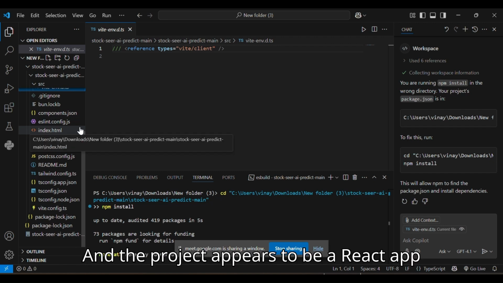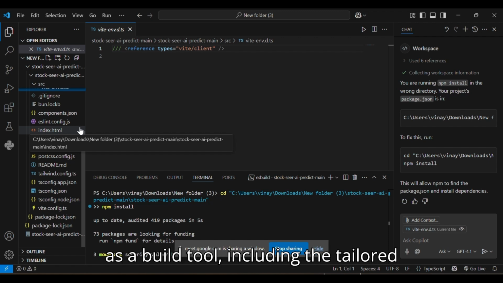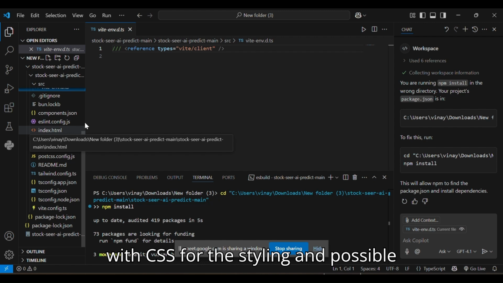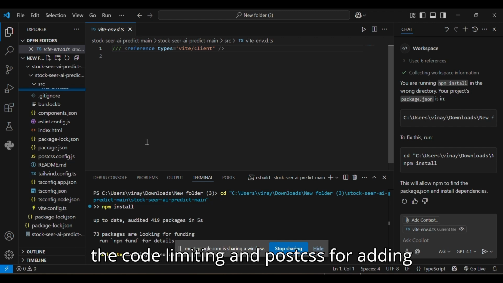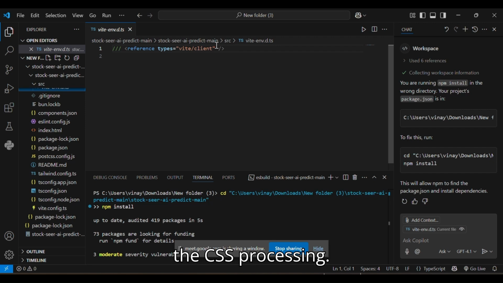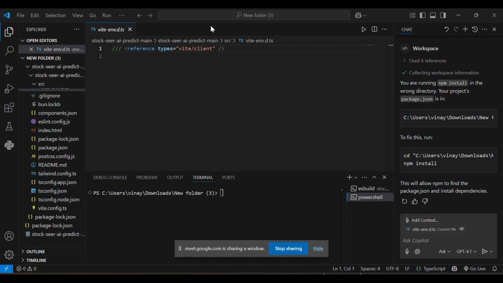And the project appears to be a React app built with TypeScript and uses Vite as a build tool, including Tailwind CSS for the styling and possibly using Bun instead of Node.js for performance, ESLint for code linting and PostCSS for adding CSS processing. Now let us run the code.